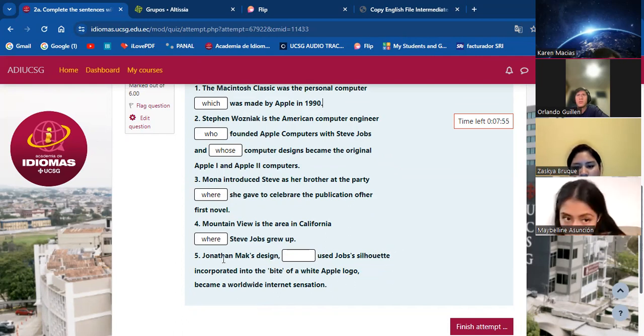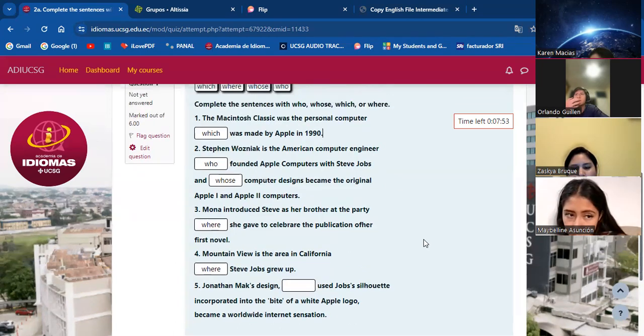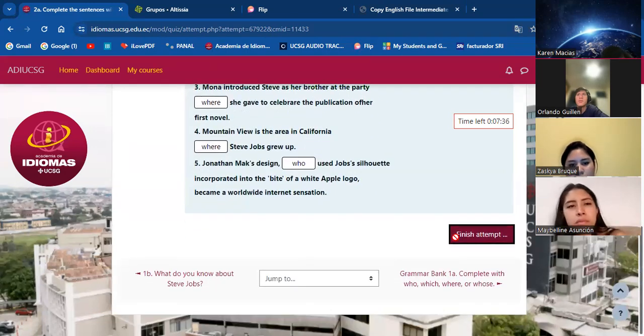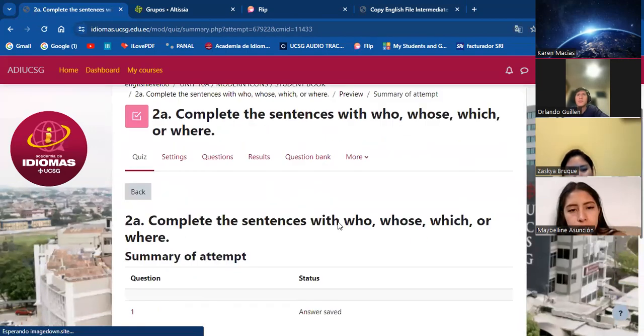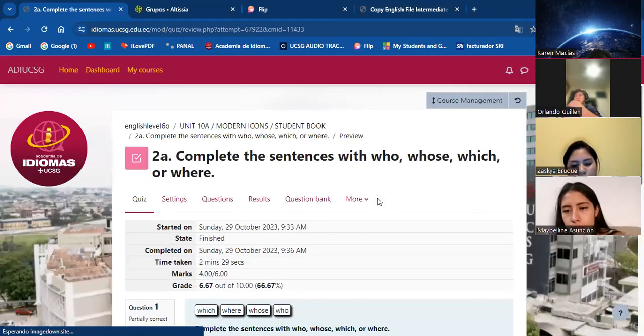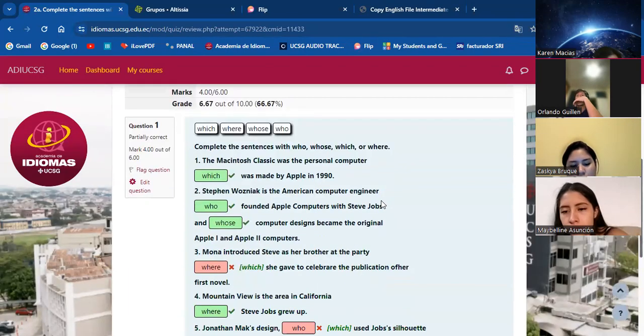And number 5, Jonathan Mack's design used Jobs' silhouette incorporated into the bite of a white apple logo. Jonathan Mark's design. Which one will you use for that one? Whose. So we follow that recommendation. Okay. Let me check my attempt. Let's see how I do. And then you can work on yours. Let's see what I get.